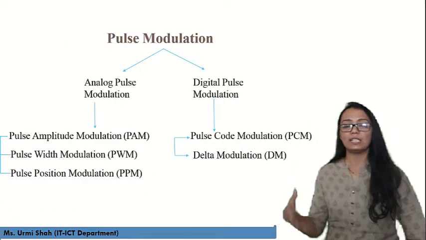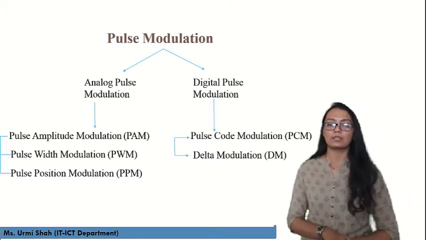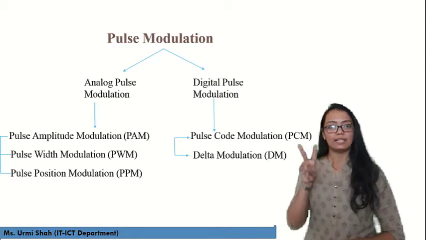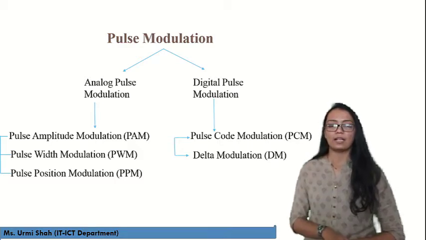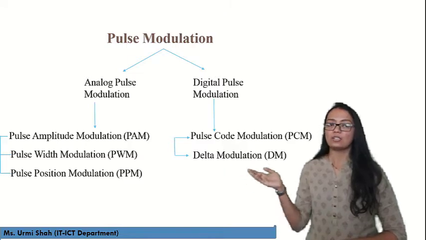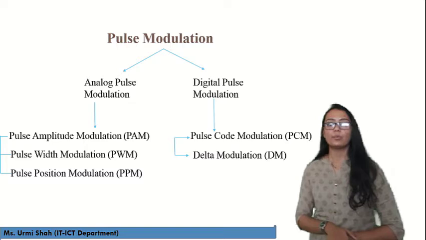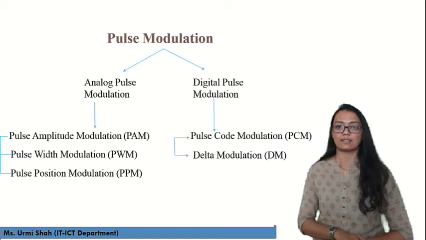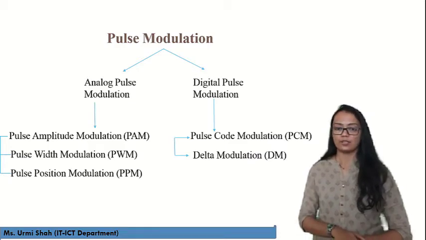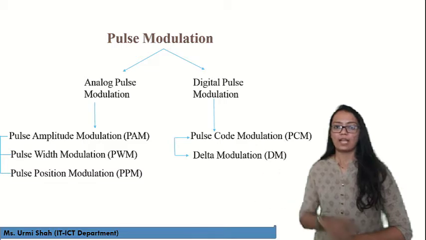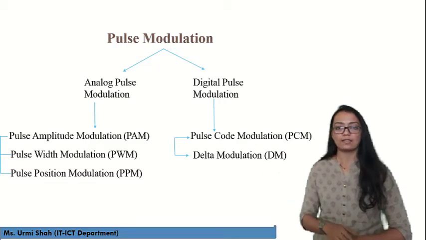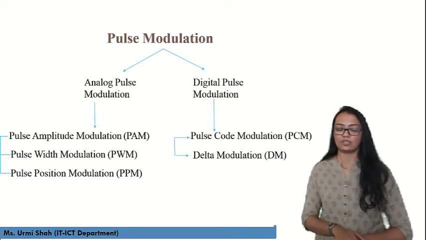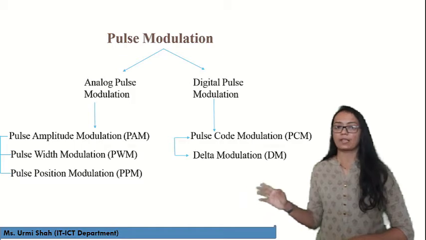Firstly, we need to classify what pulse modulation is. Basically, pulse modulation is classified in two categories, that is analog pulse modulation and digital pulse modulation. In analog pulse modulation, we have the following three categories: pulse amplitude modulation, that is PAM. Then we have pulse width modulation, that is PWM. And lastly we have pulse position modulation, that is PPM.